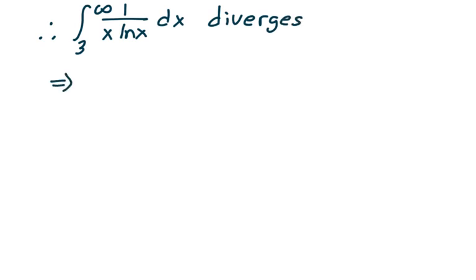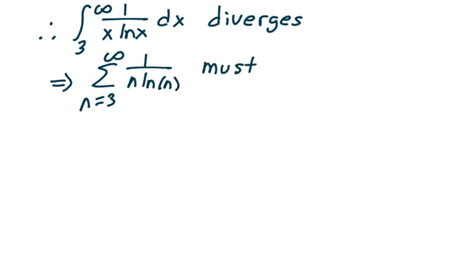And so that implies the summation from n equal 3 to infinity of 1 over n ln n must also diverge by the integral test.